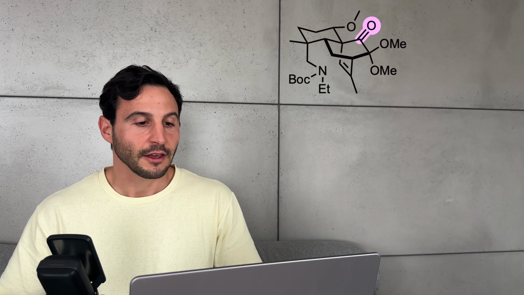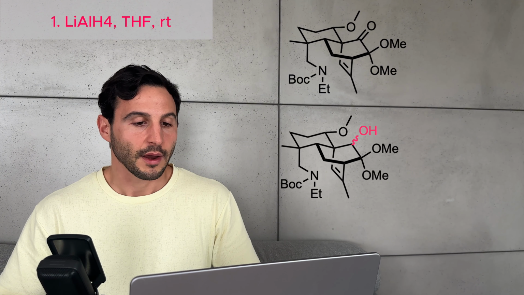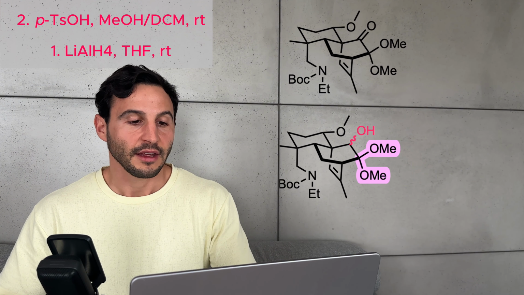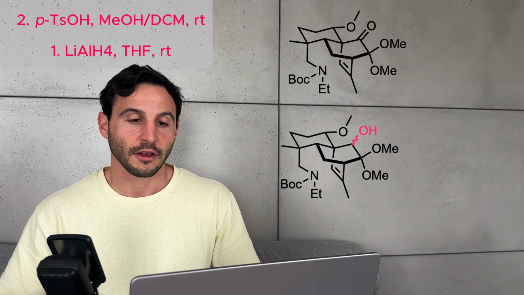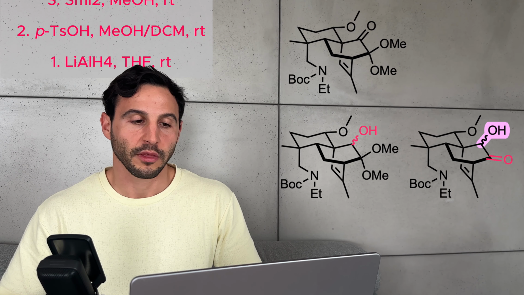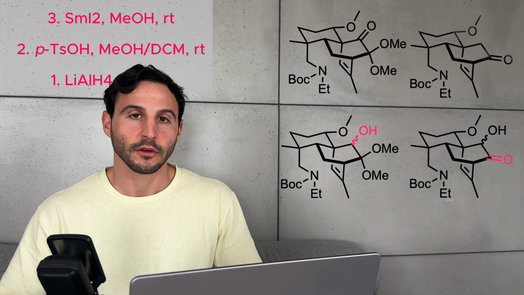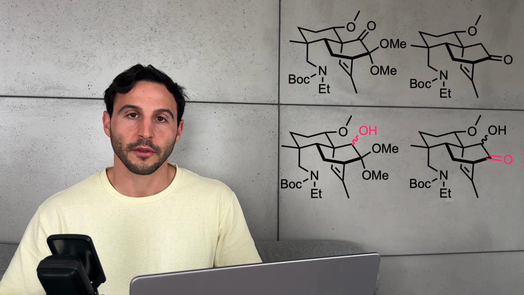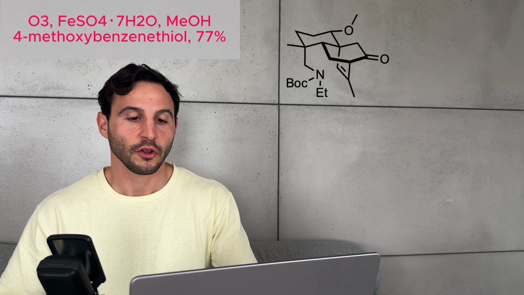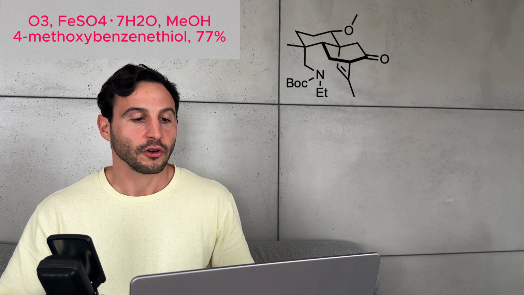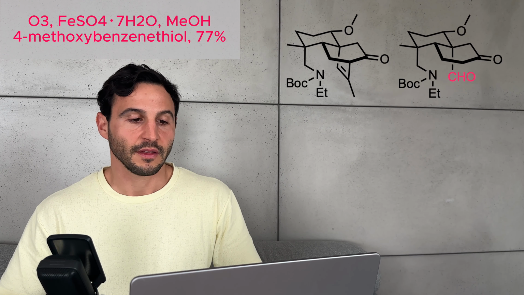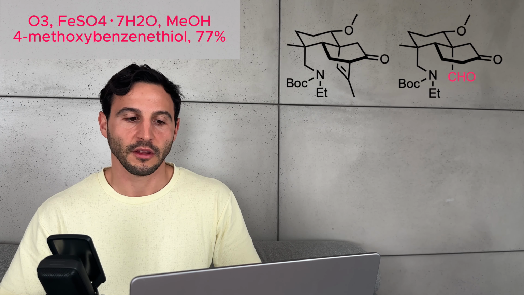After that, the ketone is further reduced to an alcohol with lithium aluminum hydride. Then, the acetal is removed under acidic conditions, and finally, reductive removal of the hydroxyl group with samarium iodide provides the ketone in 62% yield over 3 steps. The ketone is then subjected to these conditions to effect a hydrodealkenylative fragmentation. This generates the aldehyde in 77% yield.